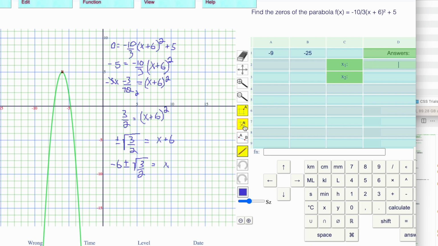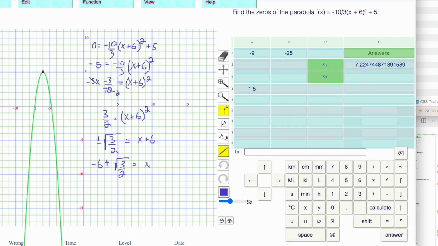I want to figure out, I'm going to do negative 6 minus root 3 over 2. 3 over 2 is 1.5. 3 divided by 2 is 1.5. Negative 6 minus square root. I'm going to write 1.5 to the power of 0.5. I need an equals in front of that. Negative 6 minus that is negative 7.22.